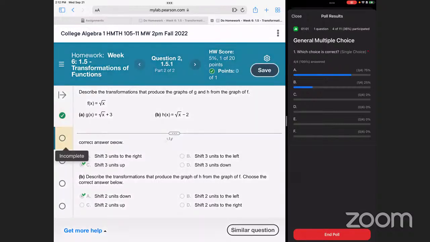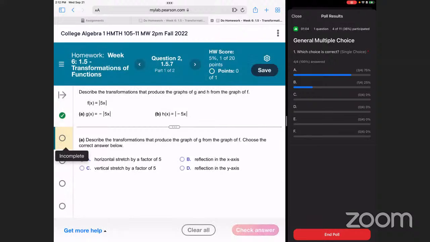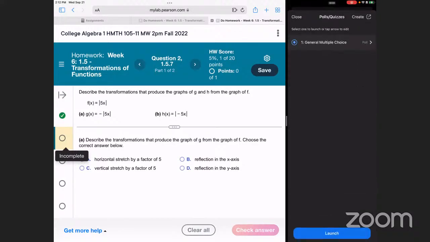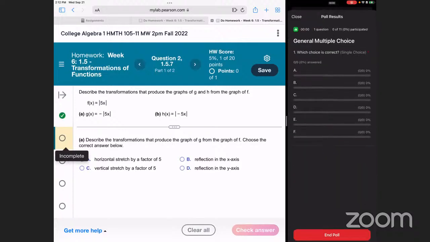Okay, let's go into the next one. Let's try another one. Okay, so now the root function, we're starting with the absolute value. Let's just restart the poll. Just relaunch it. Okay. So now we're starting with the absolute value of 5x, right? And so for part A, we're multiplying the outside by a negative, right?